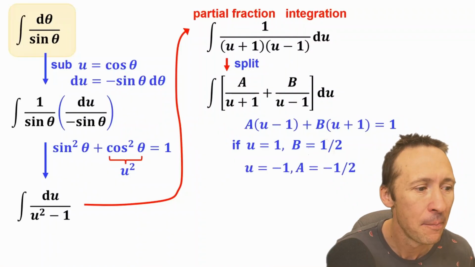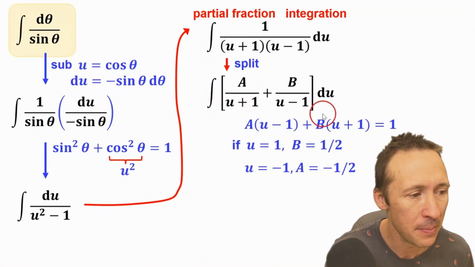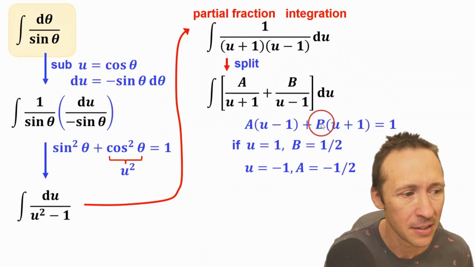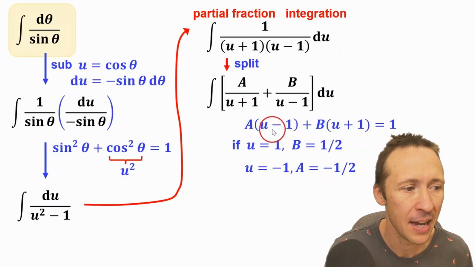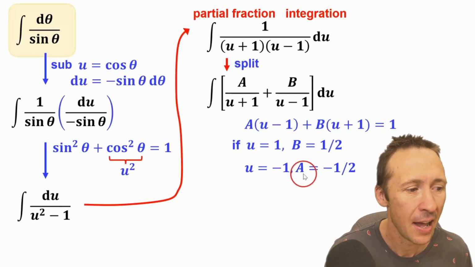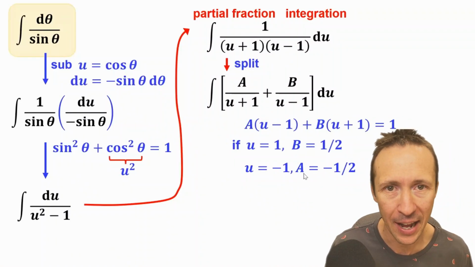Now to get our a, we'll set u equal to negative 1, because that cancels out this term on the right. And that gives us a times negative 1 minus 1, which is a times negative 2. All of that equals 1. And if we solve for it, a equals negative 1/2.